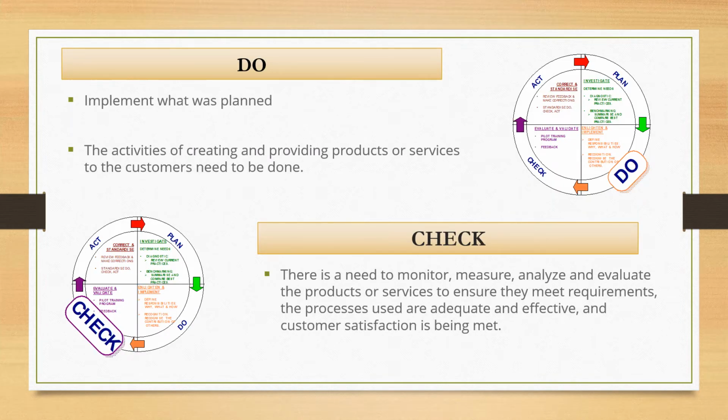Do. Here, whatever was planned in the earlier stage needs to be implemented. So the list of activities required to create and provide products and services to the customer all needs to be done. Check. After the implementation, there is a need to monitor, measure, analyze and evaluate the products and services, and ensure that they meet the requirements of the customer, the processes used are adequate and effective, and customer satisfaction is being met.